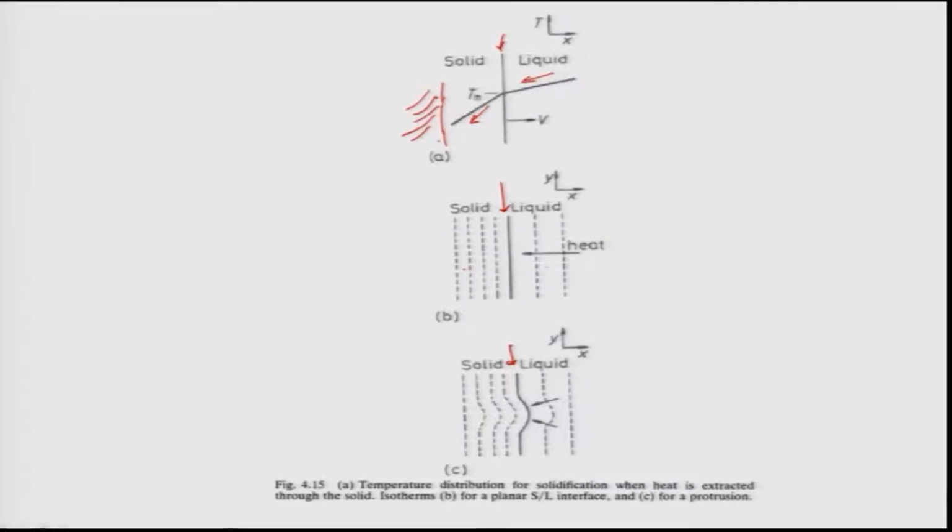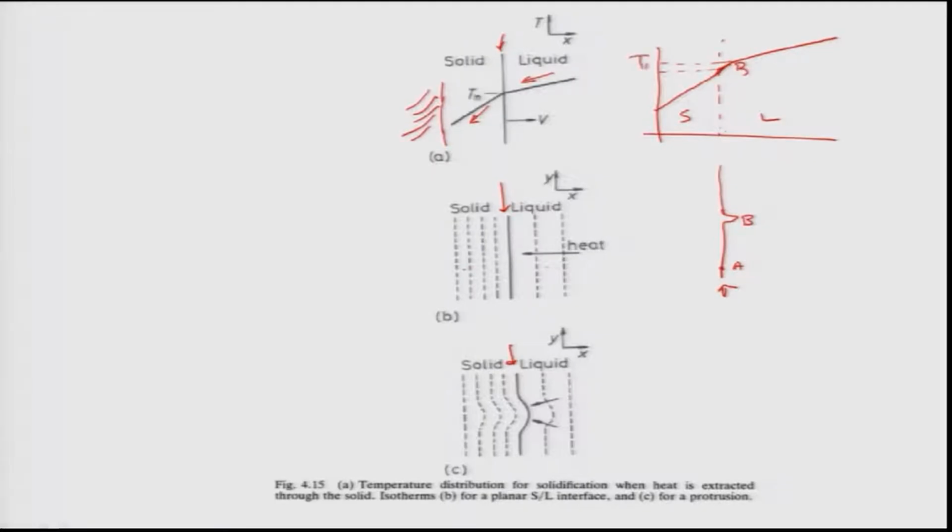Now, under such a situation, if I have a small protrusion created on the surface, what will happen then? Suppose I draw this picture here, and this is my interface, this is solid, this is liquid, and the temperature gradient varies like this between the liquid and the solid. Let us suppose this point is marked as B, and this point as A, and this is my interface. Now, I can clearly see that B will be at a higher temperature.